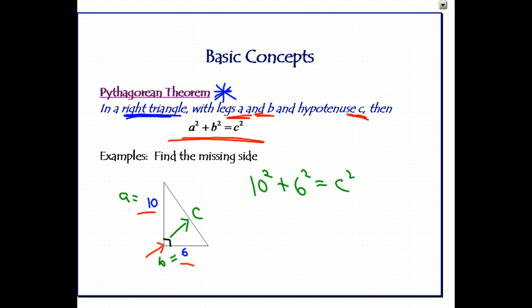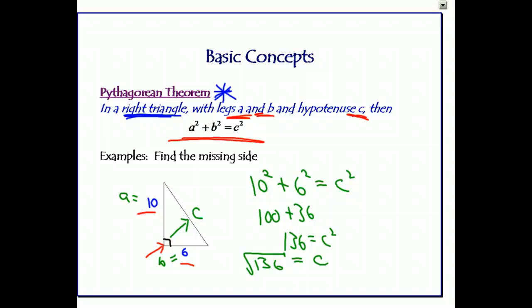equals C squared. So 10 squared is 100. 6 squared is 36. 100 plus 36 is 136. That equals C squared. And then we need the square root. So our final answer is the square root of 136 equals C. And you might think with a square root, don't you take plus or minus? You do, but we're finding a measurement, a length, and lengths are always positive, so we leave it like that.